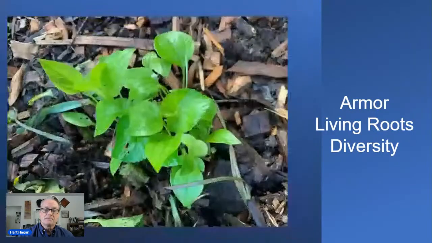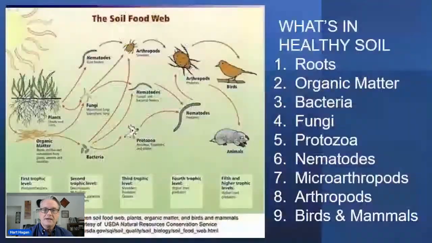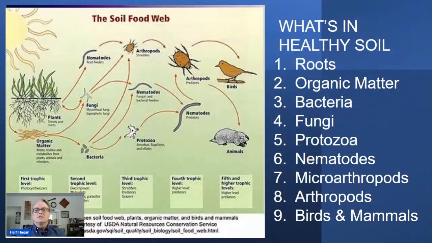Let's go back up to the top. The soil food web. What is in healthy soil? The list to the right says here's some of what's in healthy soil: the roots, the organic matter, the bacteria, the fungi, protozoa, nematodes, microarthropods, arthropods, and birds and mammals are in and around healthy soil. Let's look and see what is in this graphic.